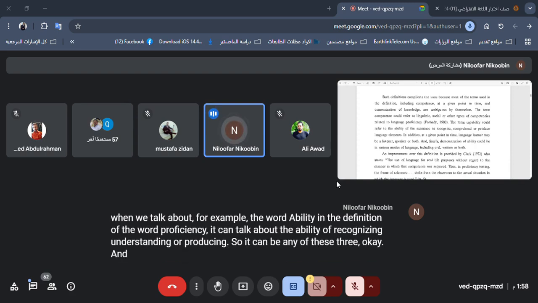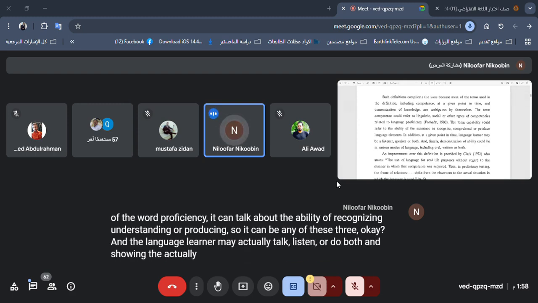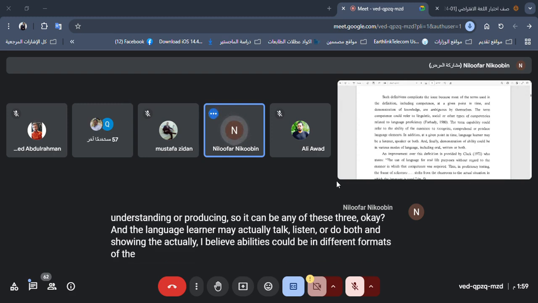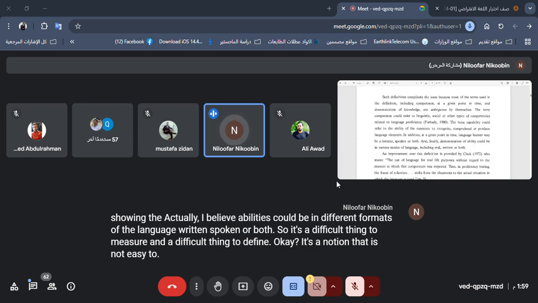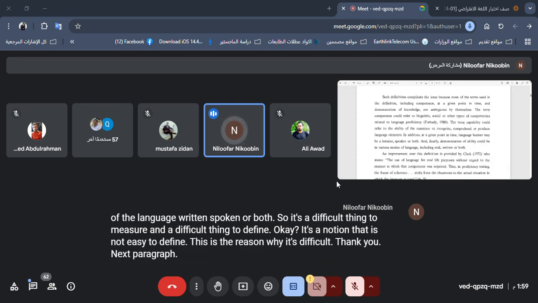And the language learner may actually talk, listen, or do both. Showing the abilities could be in different formats of the language, written, spoken, or both. So it's a difficult thing to measure and a difficult thing to define. It's a notion that is not easy to define. This is the reason why it's difficult. Thank you. Next paragraph.